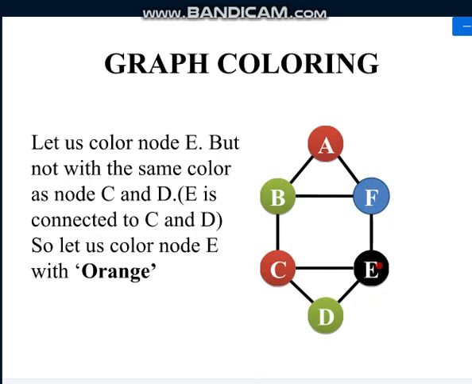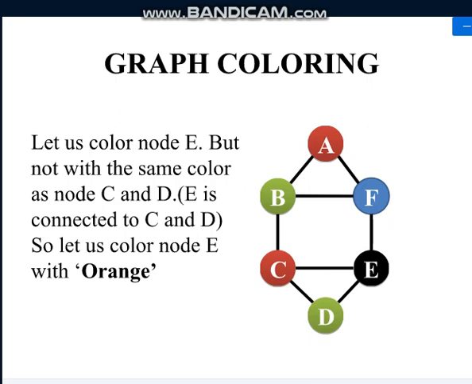E, I cannot color with red as well as green. So I'll use a different color. Sorry, here there is some mismatch. It was supposed to be orange or black. If you consider black also, that is fine. It should not be the same color as C and D, because E is connected to C as well as D. Okay, so next we will proceed to F.